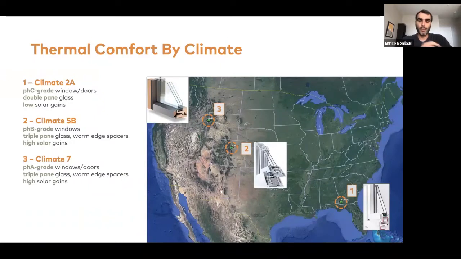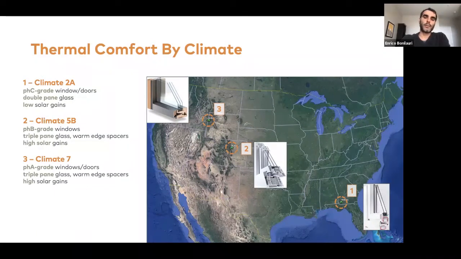Starting from number 2 in the center of the slide, Denver, Colorado, we're looking at triple pane glass for thermal comfort, and typically a passive house B-grade window. Not all triple pane glass windows are suitable for passive house, and not everywhere in the country do you need triple pane glass to meet passive house. This is something that we may investigate a little bit at the Q&A.